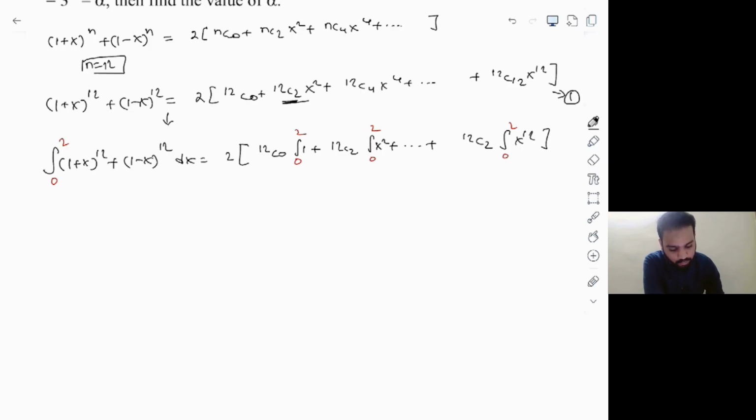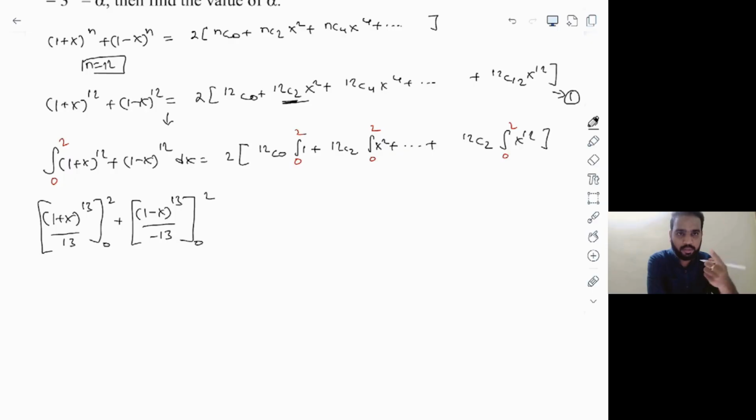Directly the integration of (1 plus x) to the power of 12 is (1 plus x) to the power of 13 divided by 13, where the limits are from 0 to 2. Plus similarly this is (1 minus x) to the power of 13 divided by, I'm going to put minus 13, because for obvious reasons the coefficient of x is minus 1 there, right, while integrating the second term, and is equal to 2 times of, now this is the direct one, that is 12c0 into integration of 1 will be x, so this will be limits 0 to 2.